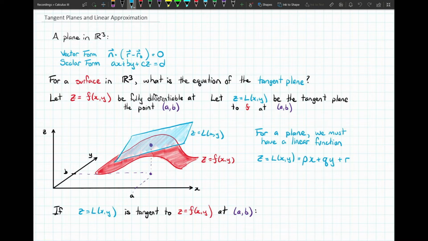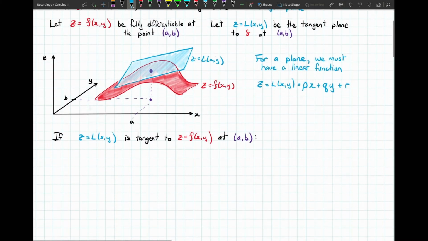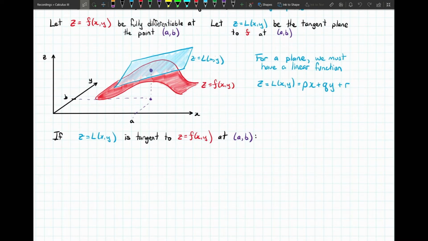The first fact here is that the partial derivatives of the blue surface and the red surface with respect to x must be equal to each other at that given point where x equals a and y equals b. So we can write that down as L partial x at a comma b equals f partial x at a comma b. But since L is a linear function, the derivative of L with respect to x is literally just the coefficient p. So that allows us to solve for p. p is equal to the partial derivative of f with respect to x evaluated at the point a comma b.